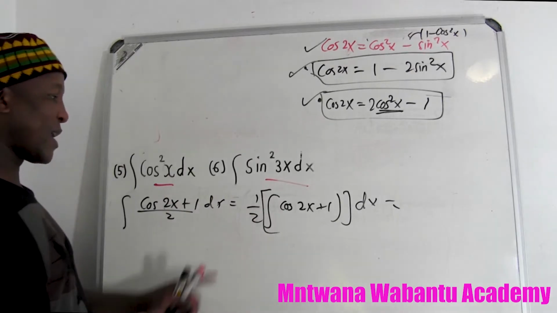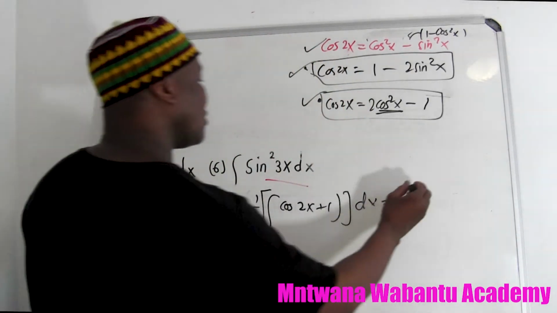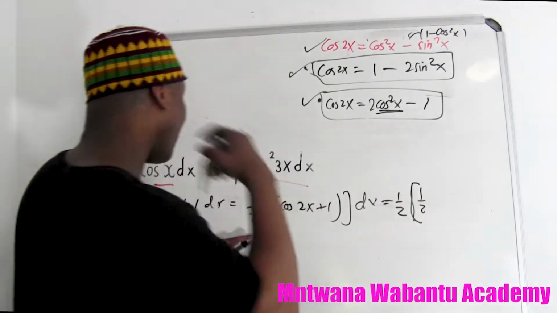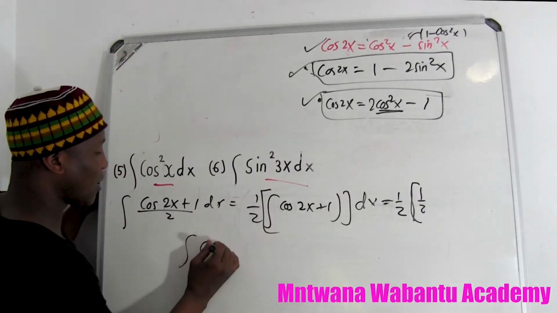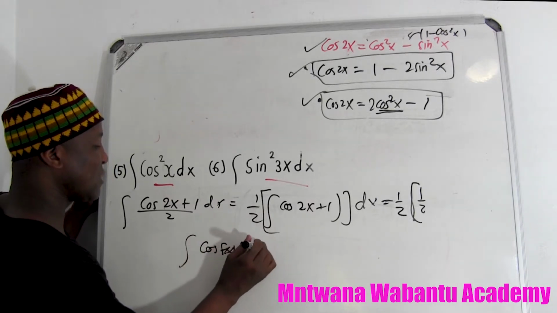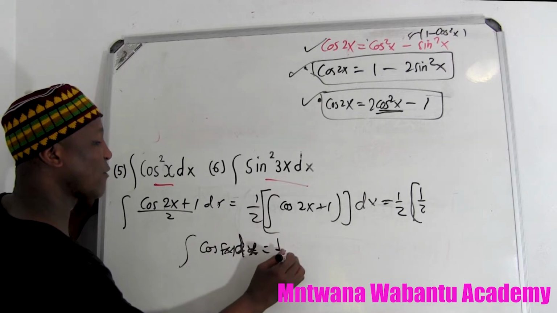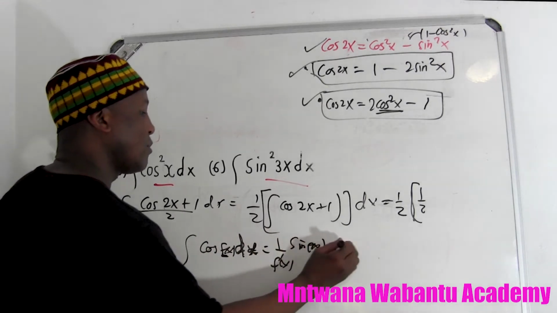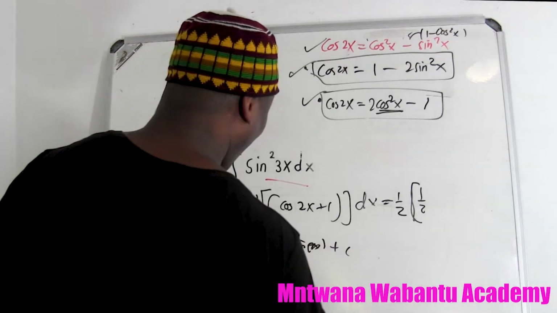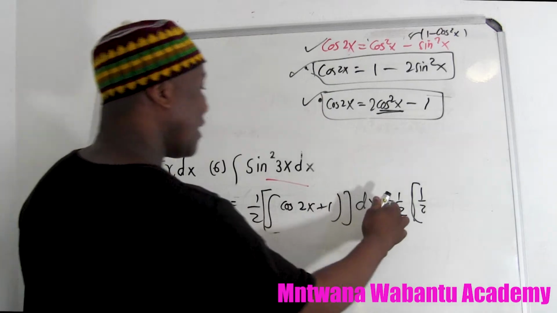Okay, now you can integrate separately. We still have a half outside. When you integrate this, it's going to be 1 over 2. Look, if somebody gives you the integral of cos of a function f(x) dx, it equals 1 over the derivative of the function, meaning you differentiate this function, times sine of f(x). Sorry, my handwriting. I was trying to be like a doctor right there. So now here it's going to be a half.